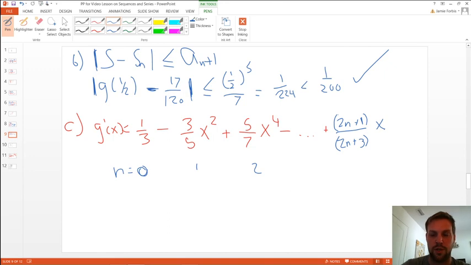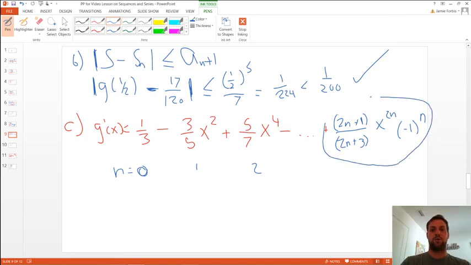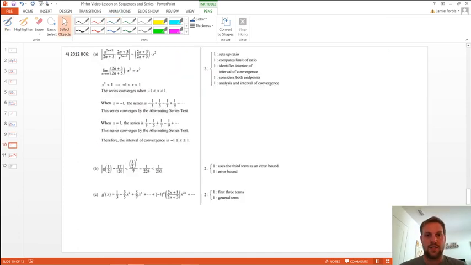How x is working, it looks like it's going to be x to the 2n. And then also we're alternating, so we have to have that (-1) to the n power. So there you have it. There's the first 3 terms of g prime and the general term. So notice how a lot of problems are practicing finding those terms and being able to find a general term too.